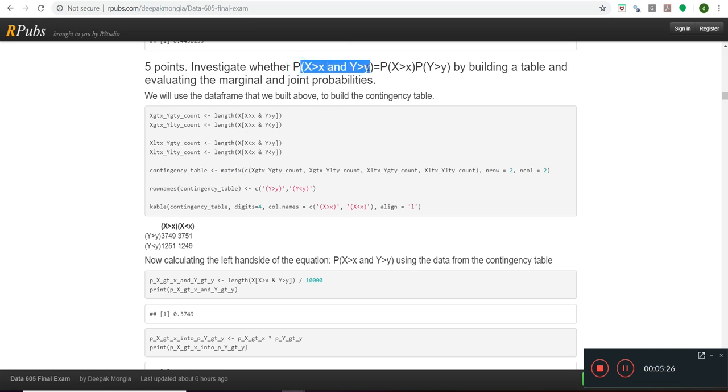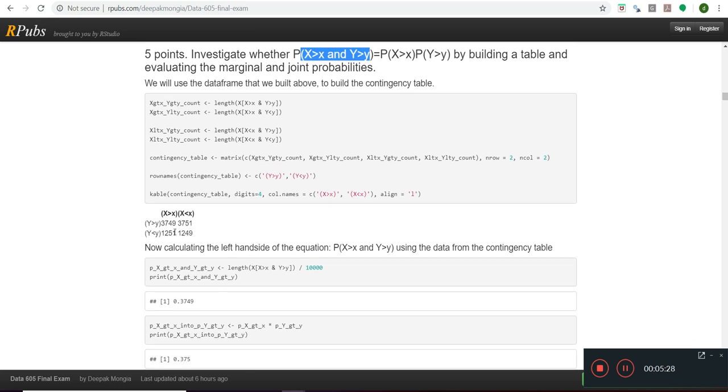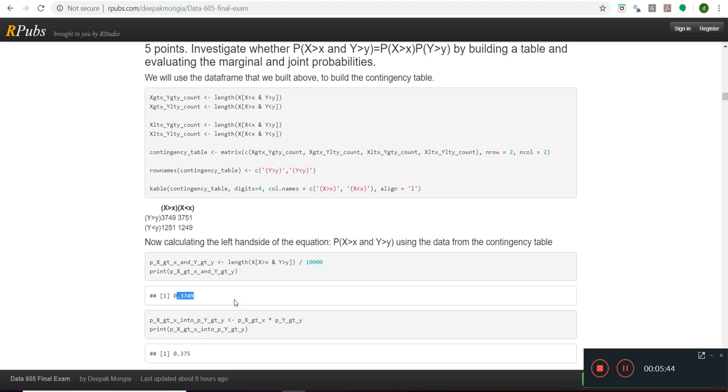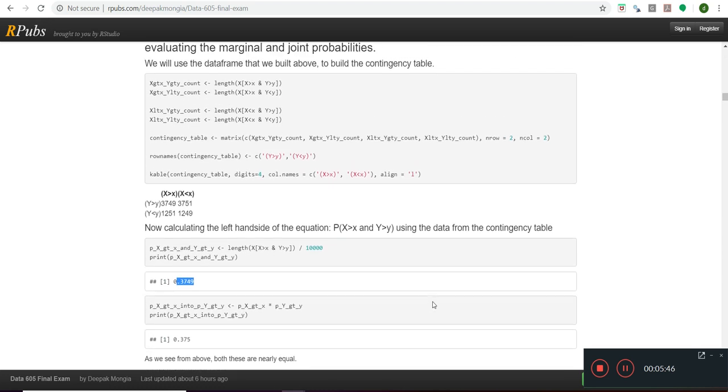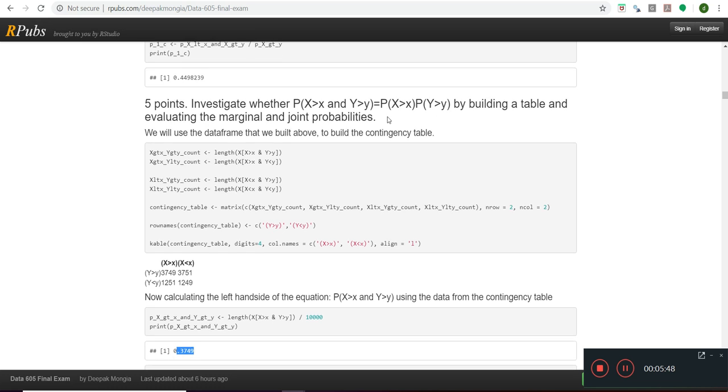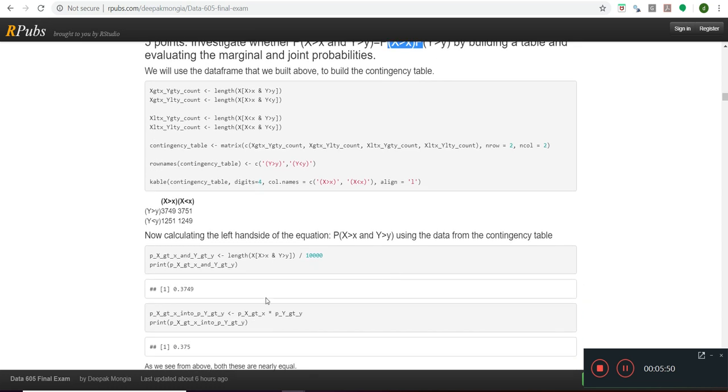And now we'll calculate the left hand side of the equation, which is P(X > x and Y > y). If you see here in the contingency table, this is the value which I need, divided by the whole number of observations. So it comes out to be 3749 by 10,000. It's 0.3749.